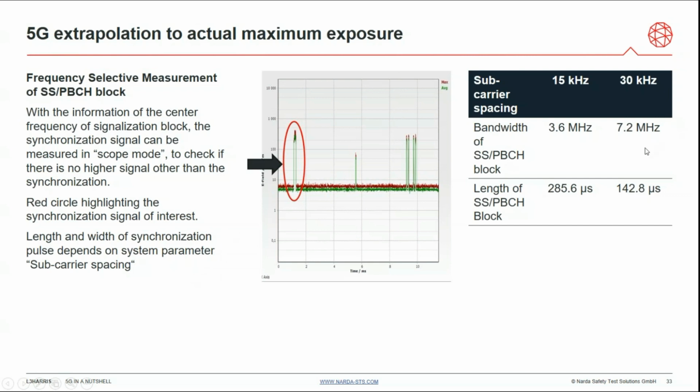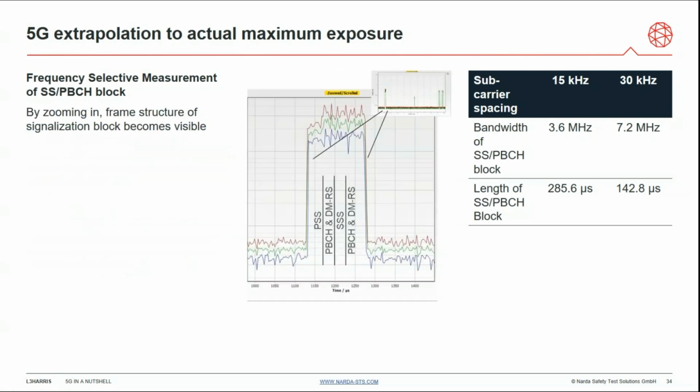We have two different synchronization modes here, with different subcarrier spacing of the subcarriers. And this is important to verify that there is no higher signal than the synchronization signal, and that you also do not have any uplink signals in TDD from the smartphones. If we zoom in a little bit, we see the primary synchronization signal, the secondary synchronization signal, and some other broadcast control channel in that signalization downlink block.